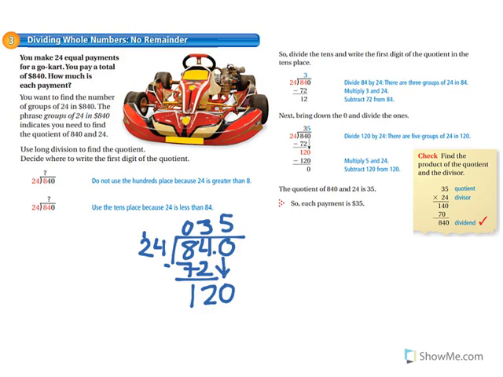So 5 times 4 is 20. I'm going to get rid of that. I'm going to carry my 2. 5 times 2 is 10, plus 2 is 12. I can subtract, and I get 0. So I have 35, so I know each payment then is $35.